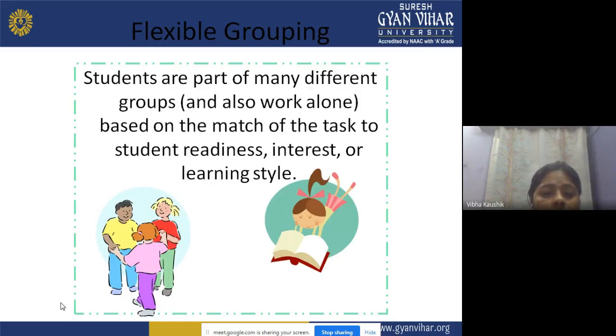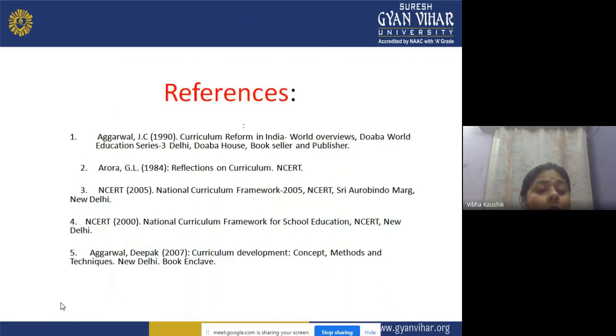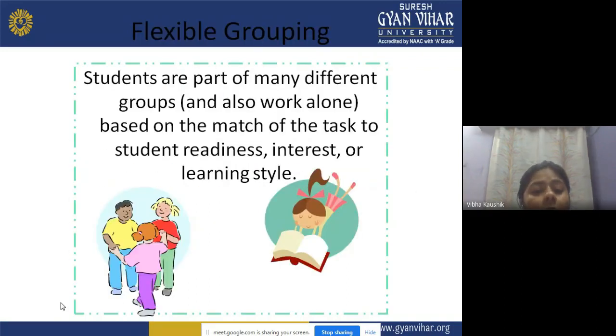Now, flexible grouping. Students can be a part of many different groups that we organize, and they also work alone. Sometimes they will work alone, based on the match of the task to student readiness. Student readiness means how ready they are to perform, whether they are ready to learn a concept or not. Interest, meaning what their particular interests and hobbies are, or learning style. The students' learning styles are different. Every student has their own learning style.